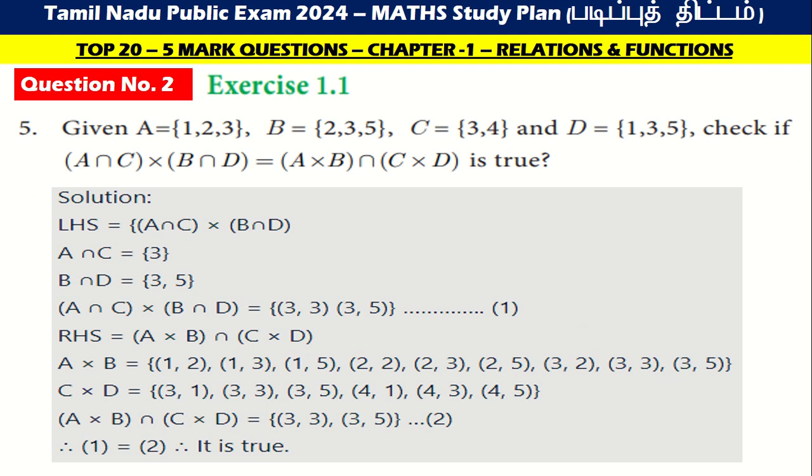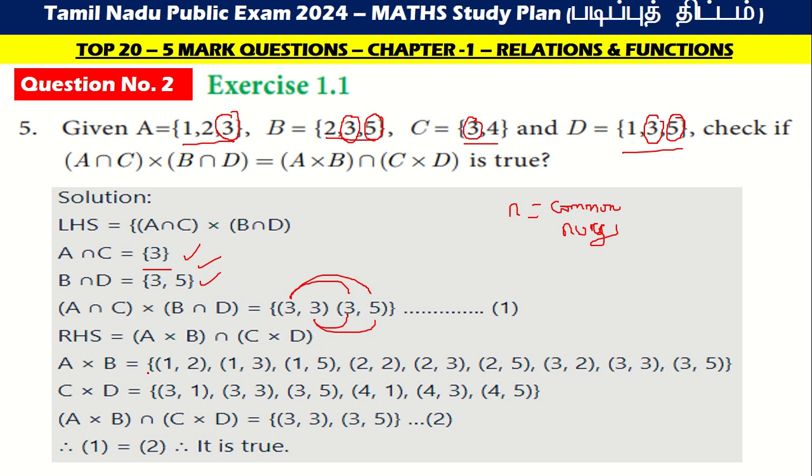The next one is from the same exercise 1.1. A is equal to {1, 2, 3}, B is {2, 3, 5}, C is {3, 4} and D is {1, 3, 5}. A intersection B: intersection means common. So A intersection C: the common point for A and C is 3. B intersection D: the common elements are 3 and 5. We write both of these. Then A intersection C cross B intersection D gives 3, 3 and 3, 5. Then A cross B is done the same way.